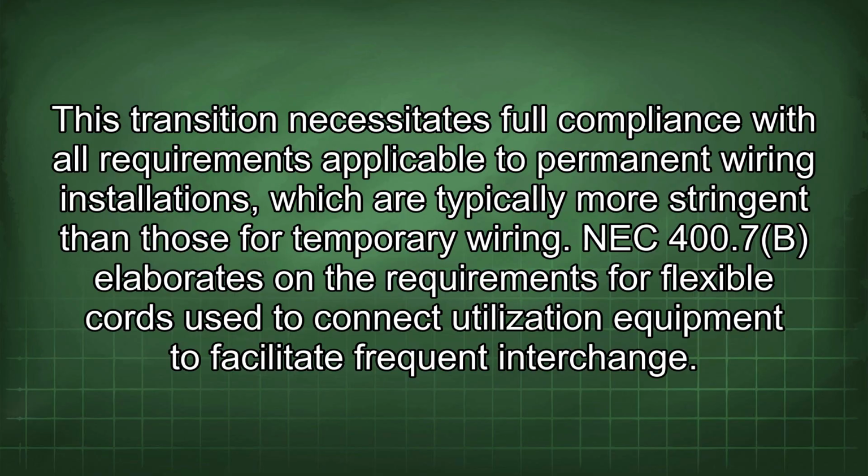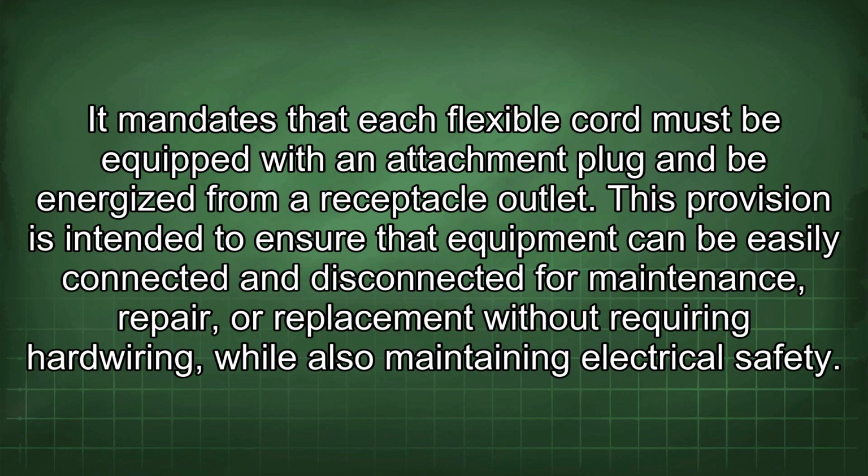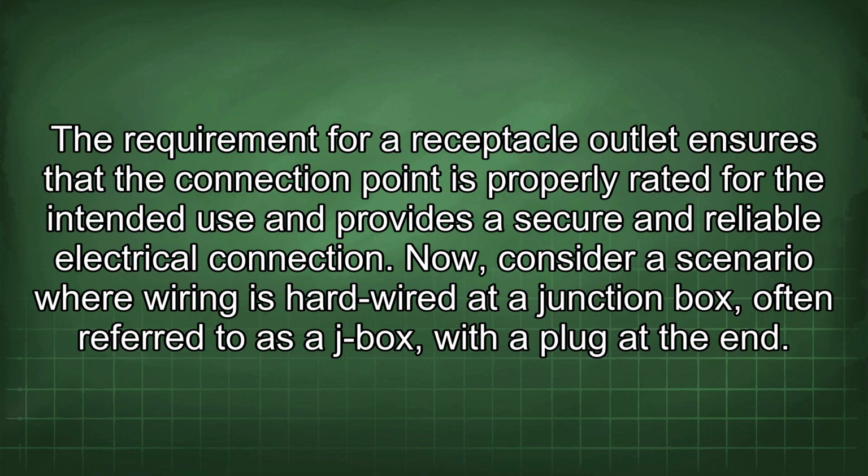NEC 400.7(B) elaborates on the requirements for flexible cords used to connect utilization equipment to facilitate frequent interchange. It mandates that each flexible cord must be equipped with an attachment plug and be energized from a receptacle outlet. This provision is intended to ensure that equipment can be easily connected and disconnected for maintenance, repair, or replacement without requiring hard wiring, while also maintaining electrical safety. The requirement for a receptacle outlet ensures that the connection point is properly rated for the intended use and provides a secure and reliable electrical connection.